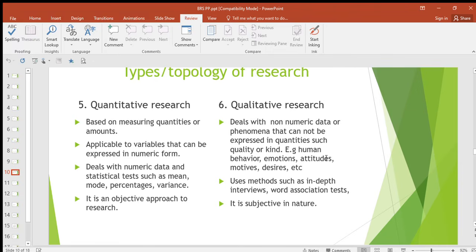Those things that they always tell you, "I love you 100%," it's a lie. Because love is qualitative, it's not quantitative, it cannot be measured by a percentage. So it deals with non-numeric data, and it uses methods such as in-depth interviews, word association tests. It's subjective in nature, it's based on someone's opinion, what someone thinks about you, what someone feels about you.